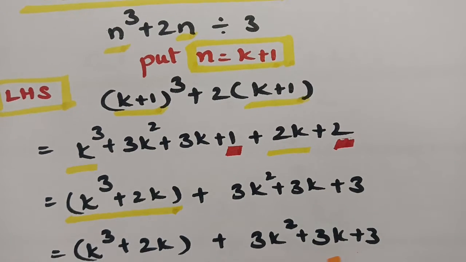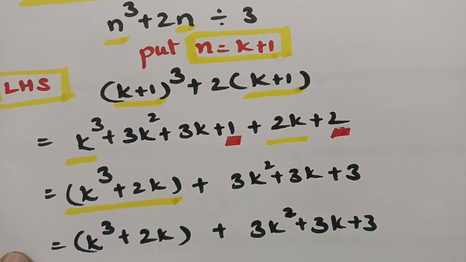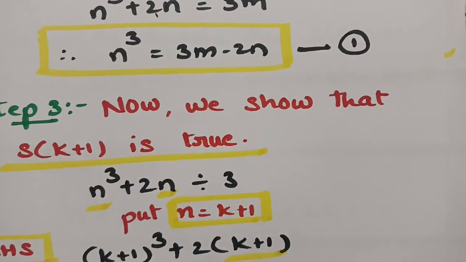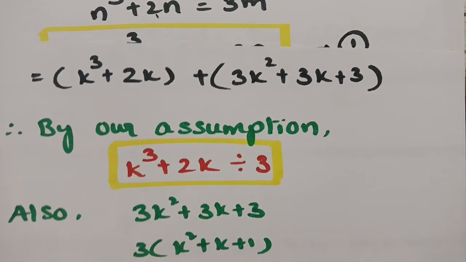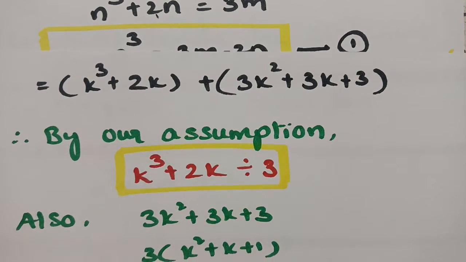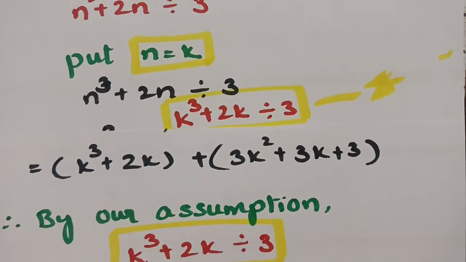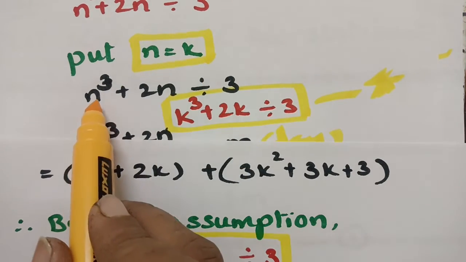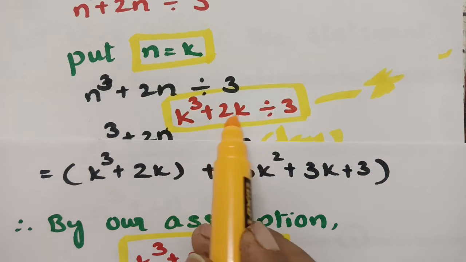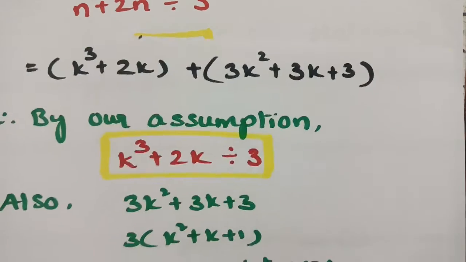So clearly, this is the thing which we got after rejoining the terms. Next one, so this is the case. So what is our assumption here? Our assumption here from the given statement, after putting n is equal to k in the statement, is that k cube plus 2k is divisible by 3.